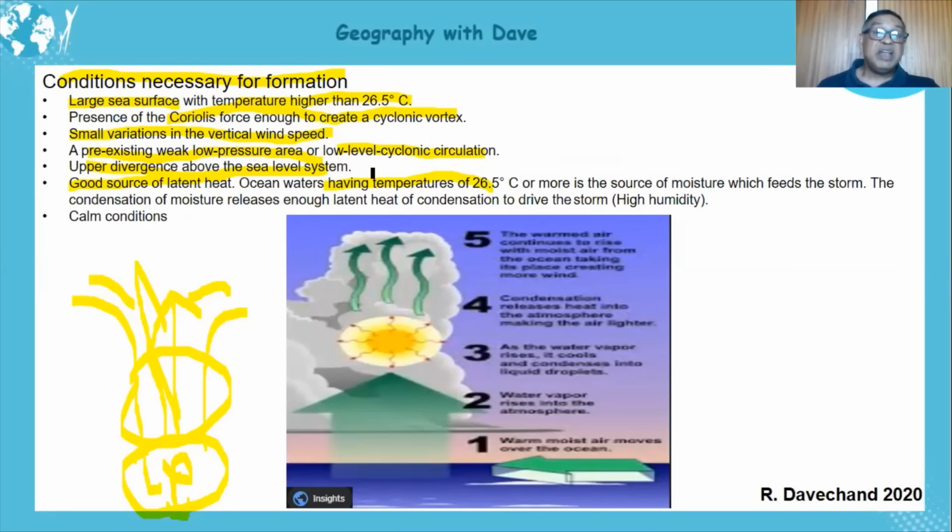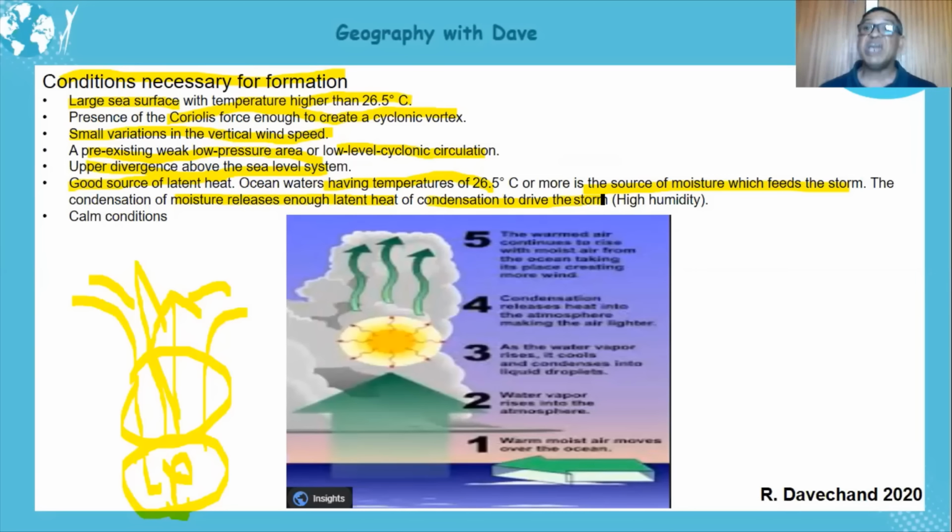So when the temperatures rise, more heat rises. You understand? More condensation, more latent heat. So therefore, more source of moisture feeds into the storm as it's rising. The condensation of moisture releases enough latent heat of condensation to drive the storm. There's high humidity and condensation happens with it. So it drives the storm in the sense that it makes the vortex stronger and more air rushes towards the center low pressure trough.